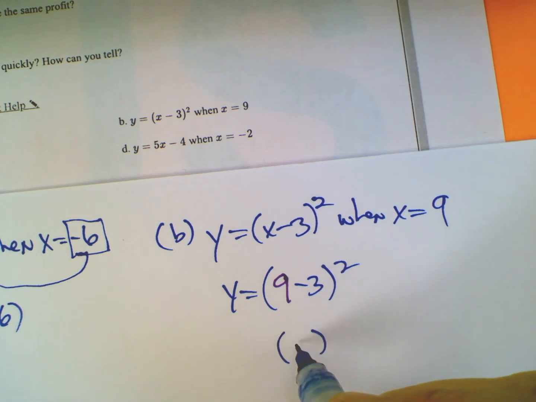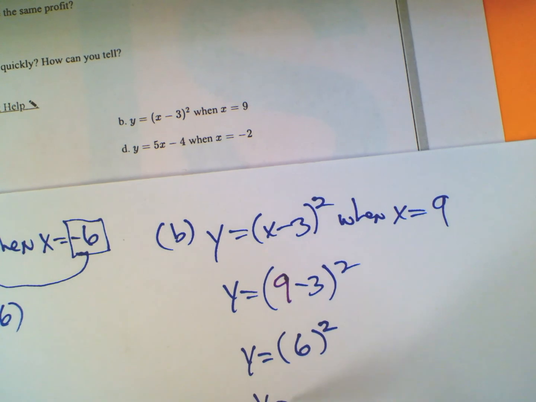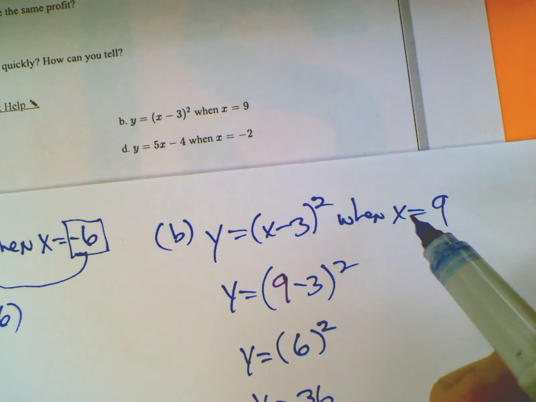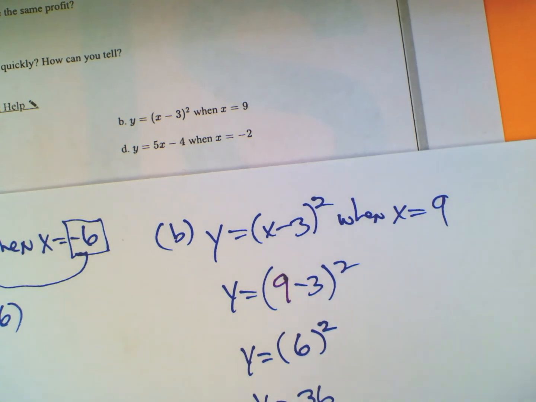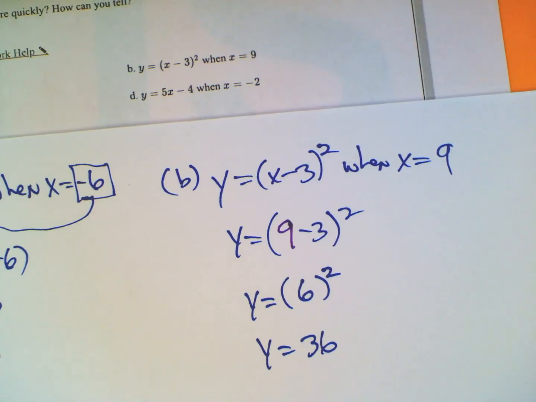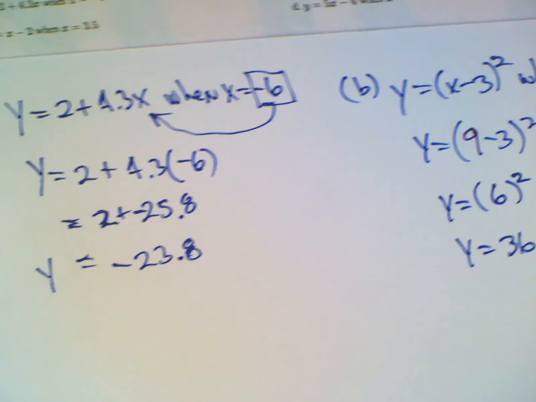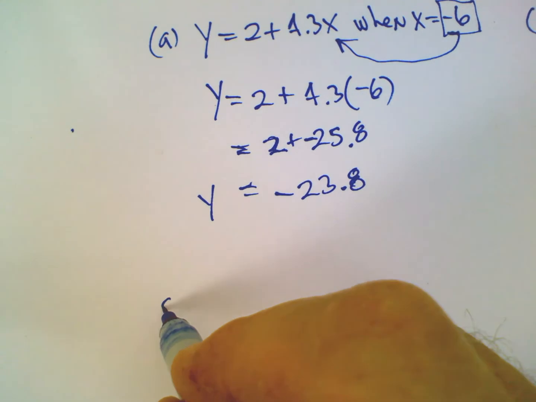So it's just doing the math, order of operations. You do inside the parentheses first, you get 6. Now we have to square that. So y is equal to 6 squared, which is 36. So when x equals 9, y equals 36. All right, so we'll keep going. Let's do C.